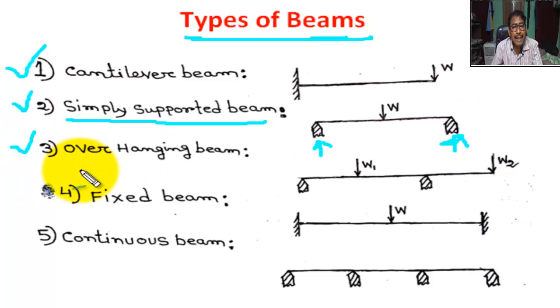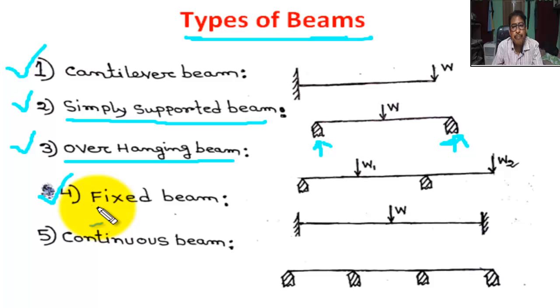Number three, overhanging beam. Some portion of the beam is extended over the support. Here this is a support and this is also a support. Point load W1 acts at this point and point load W2 acts at this point.